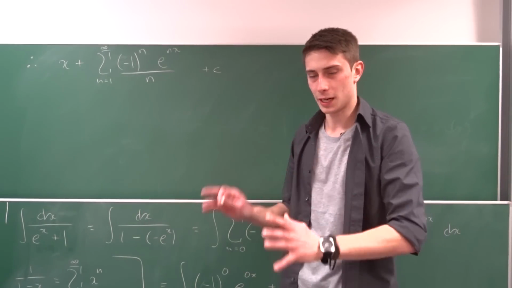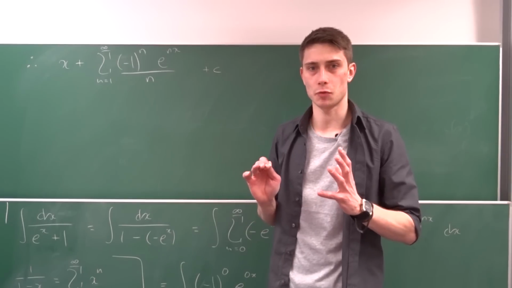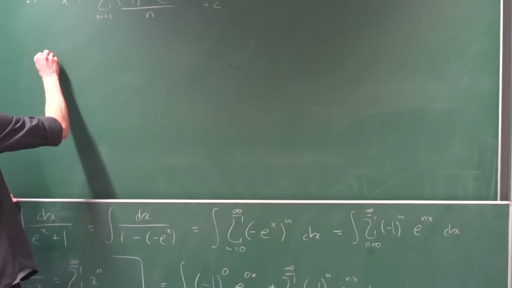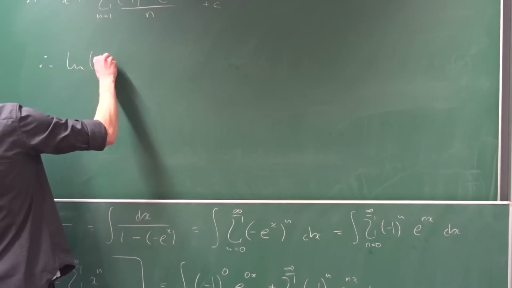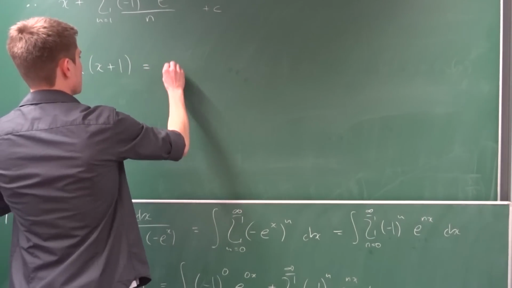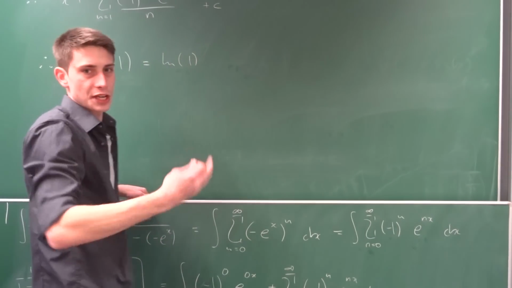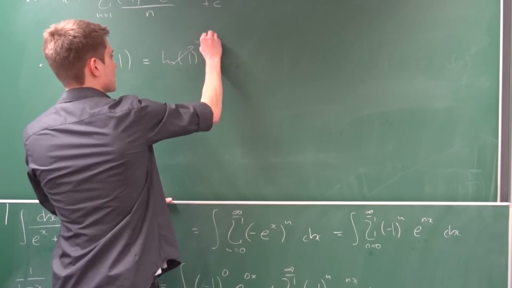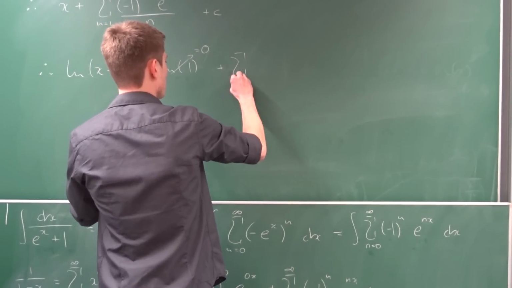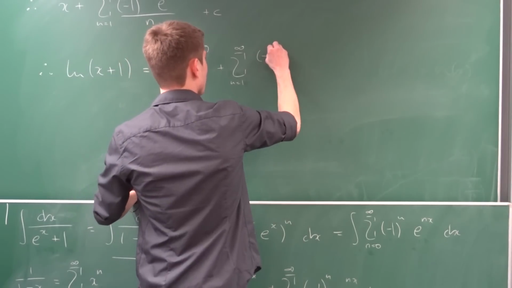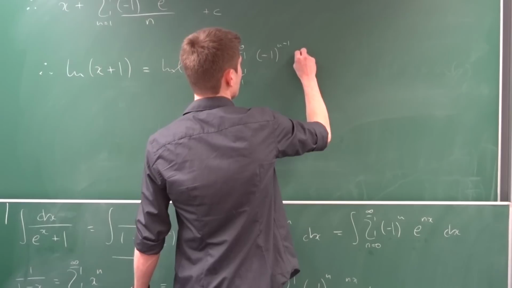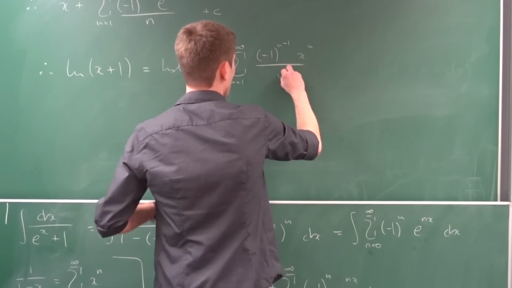Keep in mind what the Taylor series or Maclaurin series expansion for ln of 1 plus x is. So what is it? Let's take a look at it. ln of x plus 1. We can represent it in a little bit different way. This is ln of 1, which is just 0, so that's nice. And then the infinite sum from n equals 1 to infinity of minus 1 to the n plus 1 power, let's take minus 1, and then x to the nth power over n.